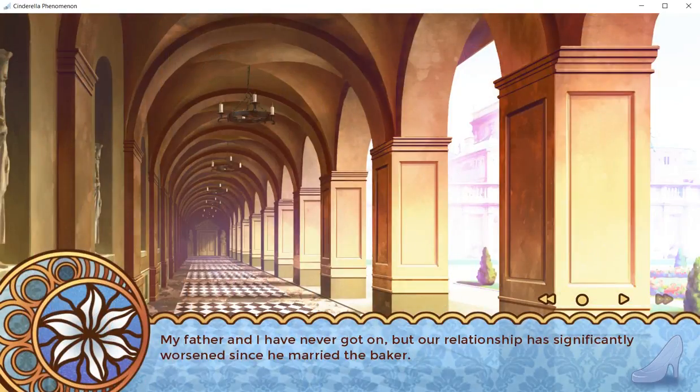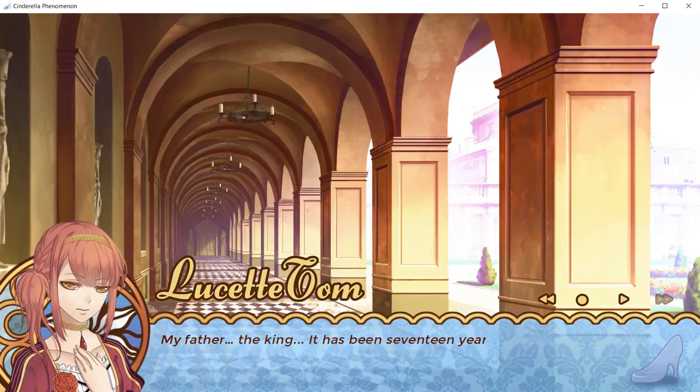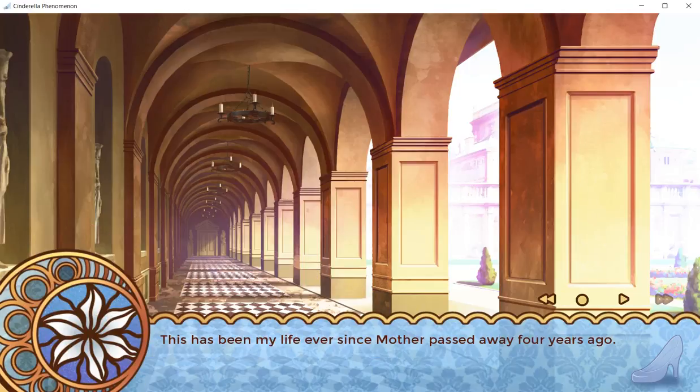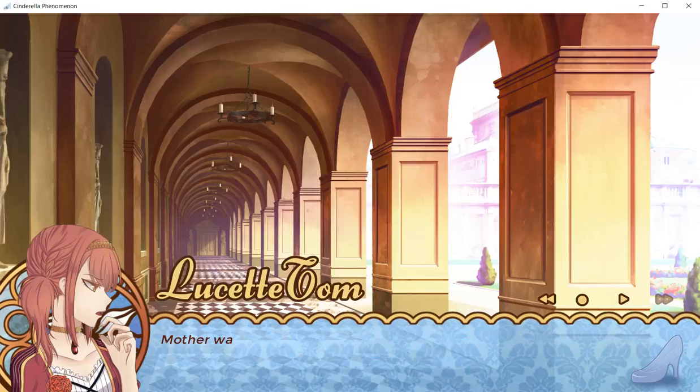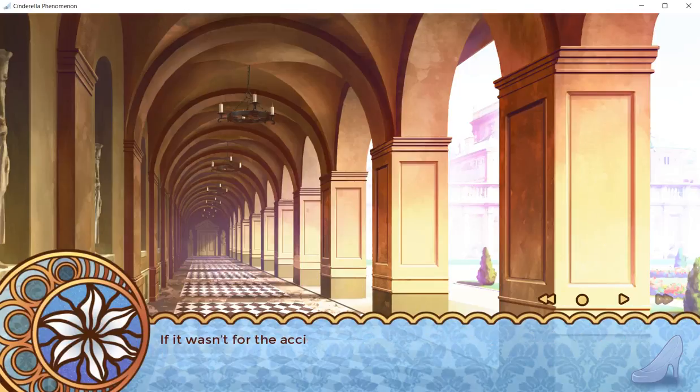My father and I have never got on, but our relationship has significantly worsened since he married the baker. My father, the king. It has been 17 years, and I have never felt any love from him. He treats Emmeline and Rod, who only entered our life 1 year ago, like his own children, better than he has ever treated me. This has been my life ever since Mother passed away 4 years ago. Mother was the only one that was there for me when no one else was. If it wasn't for the accident during the Great War, she would still be here.